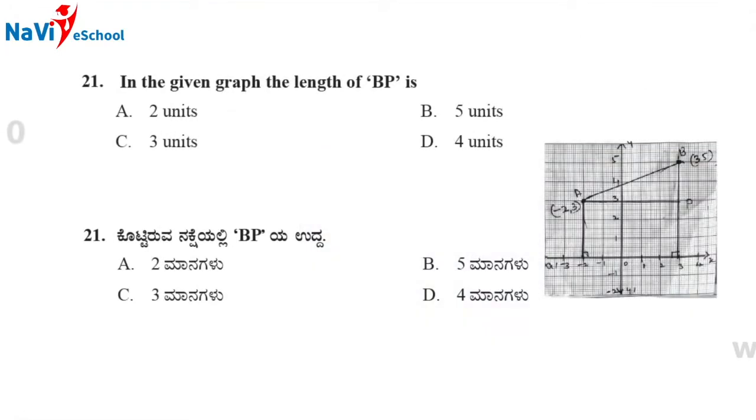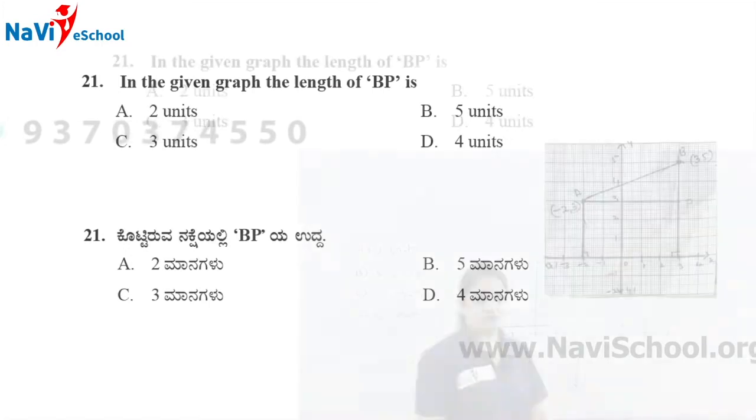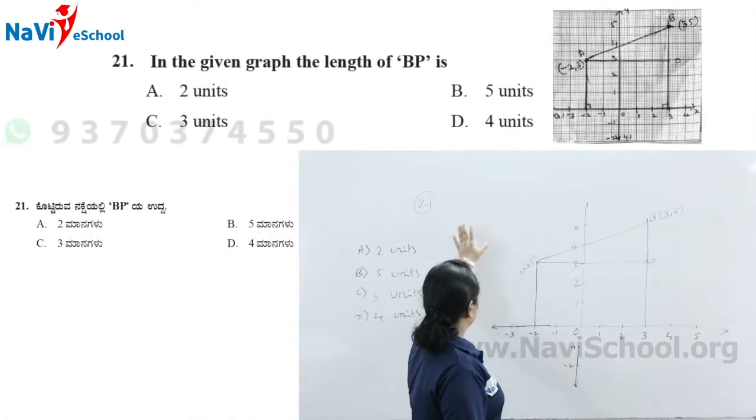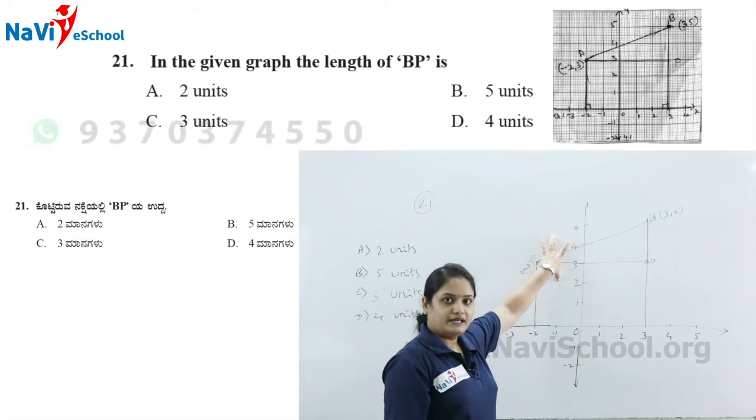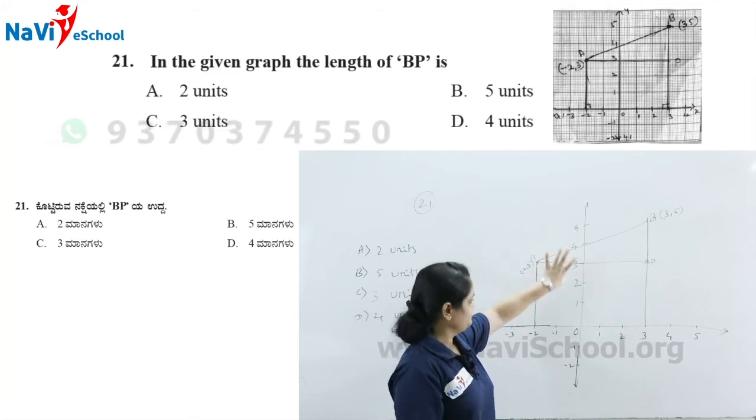Question number 21. In the given graph, the length of BP is: option A, 2 units; option B, 5 units; option C, 3 units; option D, 4 units. Children, here they have already given you the graph.